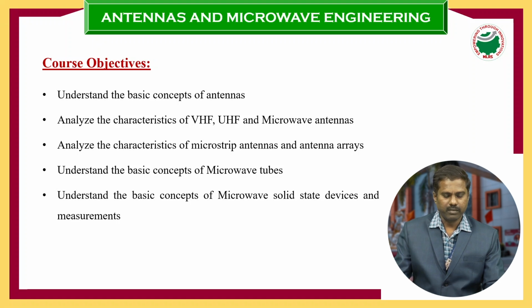Now I want to explain the course objectives of our antennas and microwave engineering subject. First, the student should be able to understand the basic concepts of antennas. The second one is to analyze the characteristics of VHF, UHF and microwave frequencies. That means the antenna types depend upon the microwave frequency, that is VHF, UHF and microwave frequencies. Then the next one is to analyze the characteristics of the antennas.